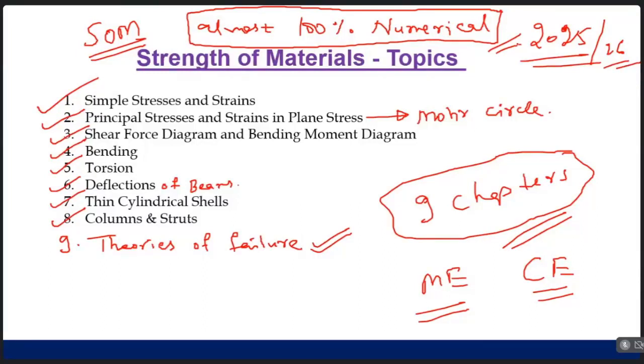That's why concept is very important, and since it is a 100% numerical subject, a lot of questions have to be practiced also.